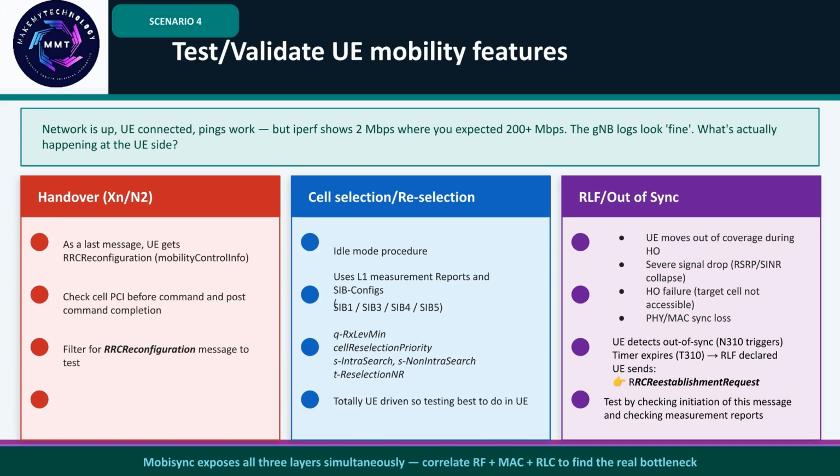Scenario 4 explores testing and validating UE mobility features like handover, cell selection/reselection, and radio link failure or out-of-sync conditions. Mobisync correlates RF, MAC, and RLC data to pinpoint the cause of issues.